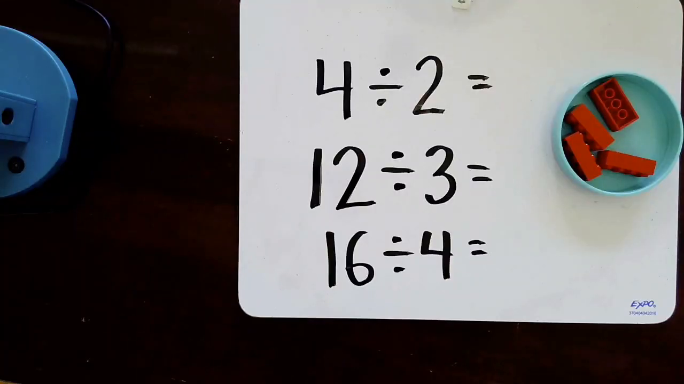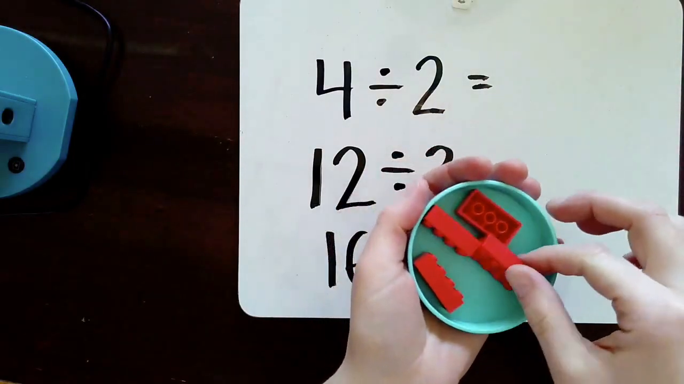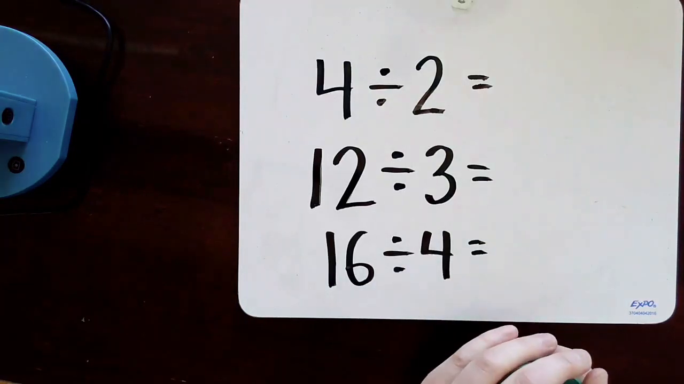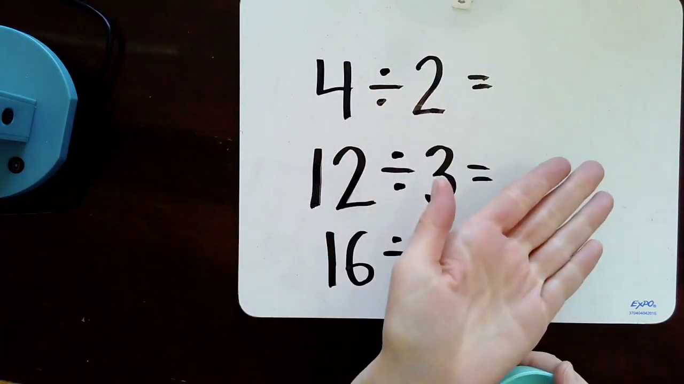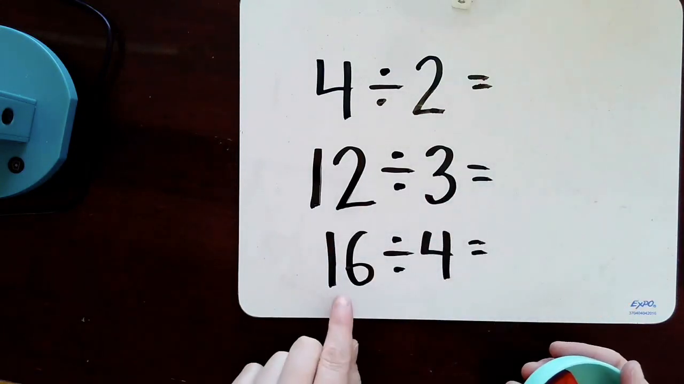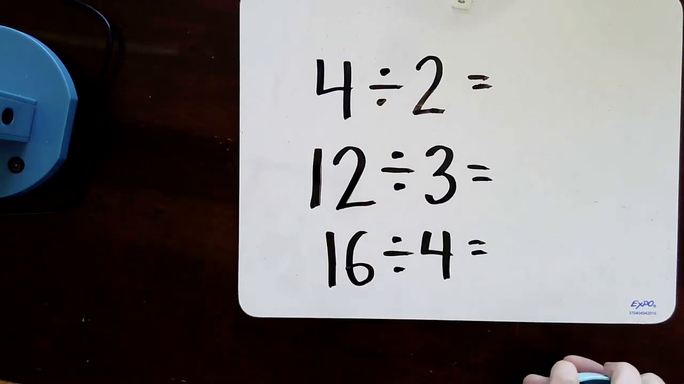Now it's your turn. I want you to find something in your house, such as Lego pieces or other small items that can be used as counters, and solve these 3 equations. 4 divided by 2 equals, 12 divided by 3 equals, 16 divided by 4 equals, and then I want you to check them using multiplication.